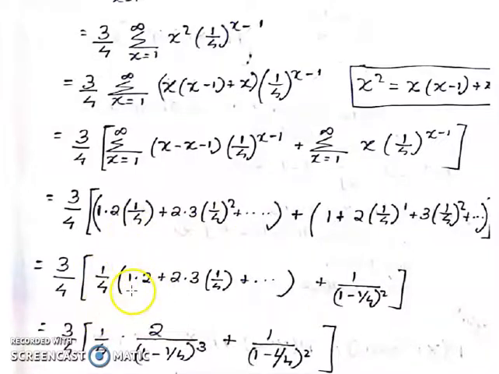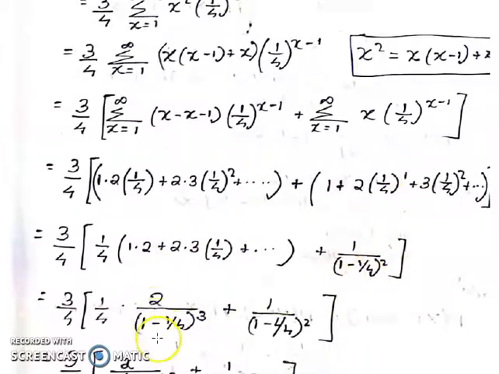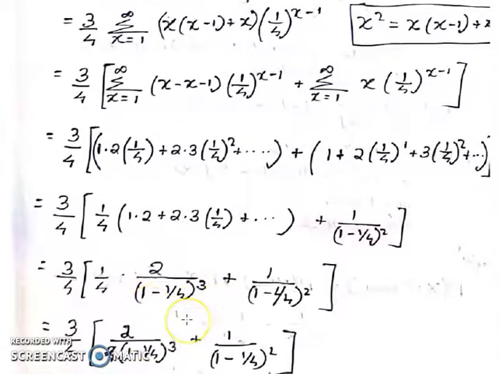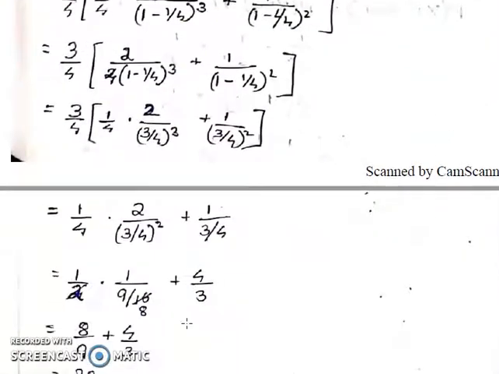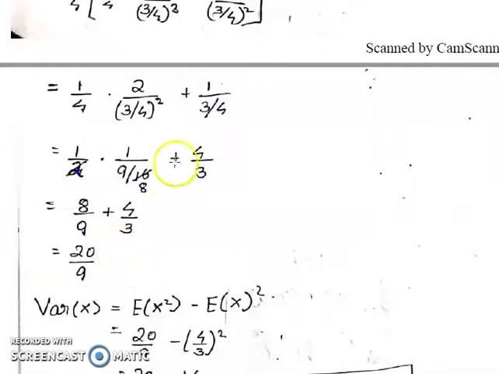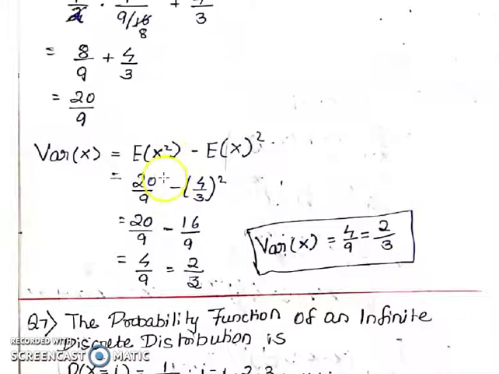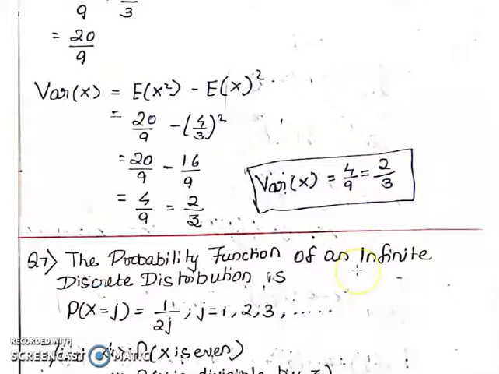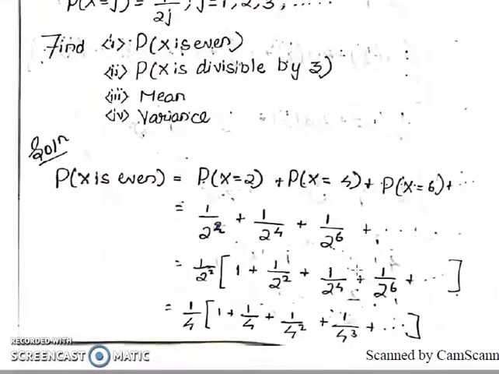So the common factor here is 1 by 4. Take away the common factor, so write the remaining terms here. For this, apply the same formula, 1 by 1 minus x the whole square. Same thing, but here 1 into 2, 2 into 3. So apply this formula, 2 by 1 minus x the whole cube. Now simplify the expression. You get E of x square equal to 20 by 9. Now apply here, and after simplification, variance equal to 2 by 4 by 9, not 2 by 3. This is wrong actually. 4 by 9. Okay. Right.